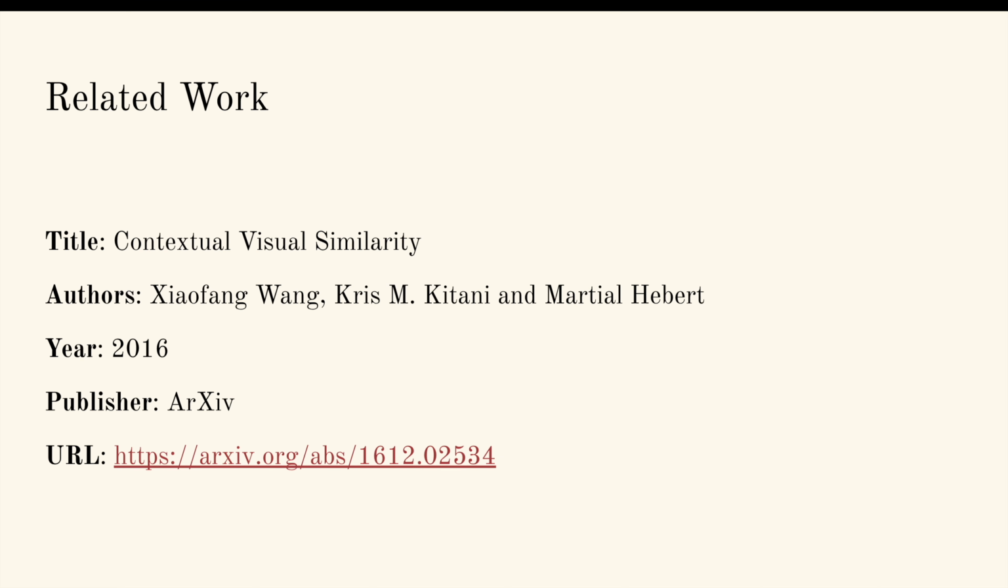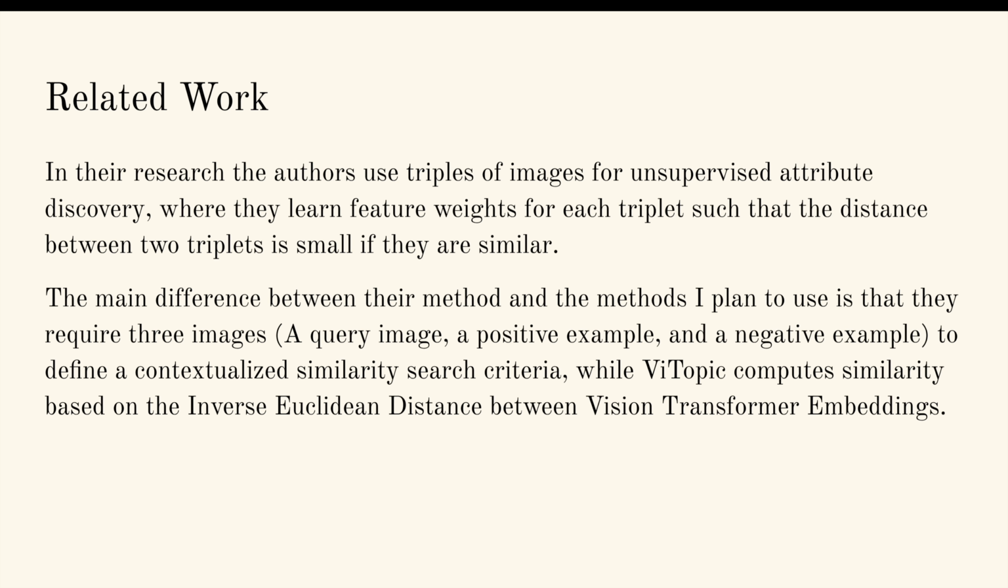The main method behind many of the image clustering systems implemented today uses some type of contextual visual similarity to identify similarities between images. In the case of the main article I am referencing for this project, the authors use three images, a query, a positive example, and a negative example, to define a contextualized similarity search criteria. However, this only helps to find similar images given a query and a dataset of other images.